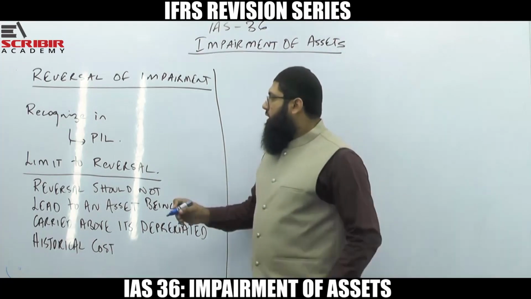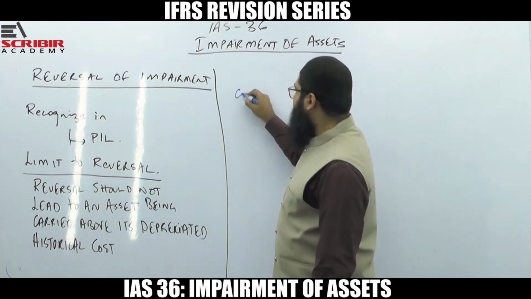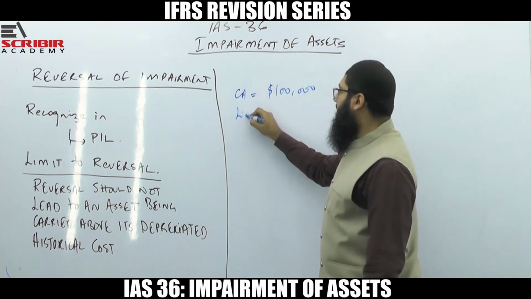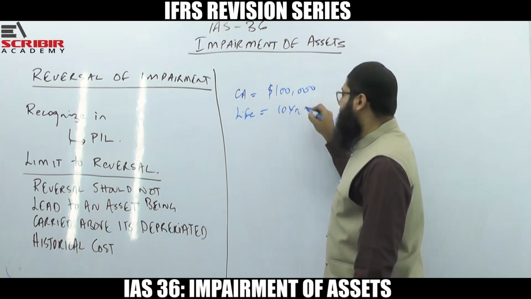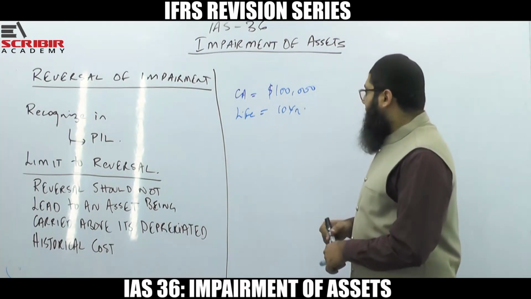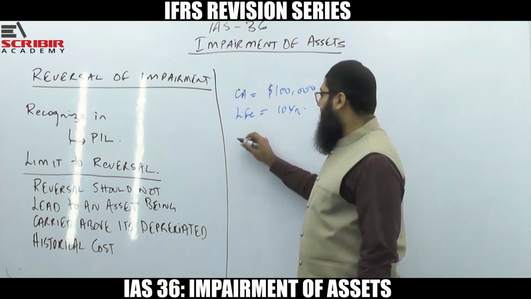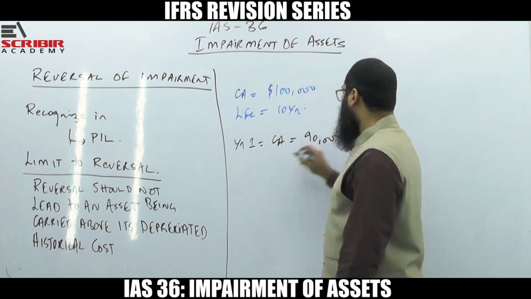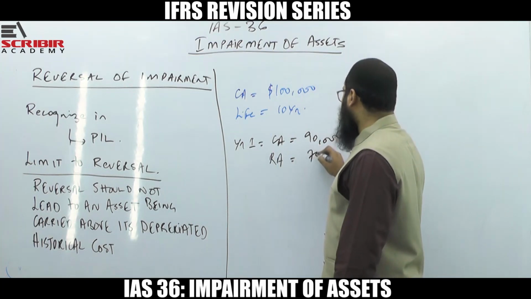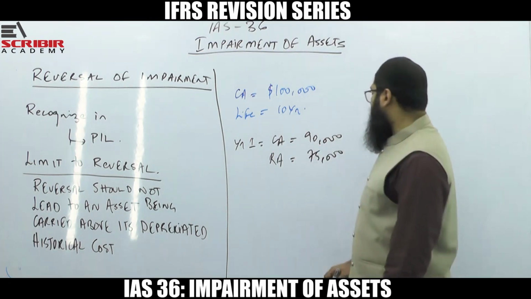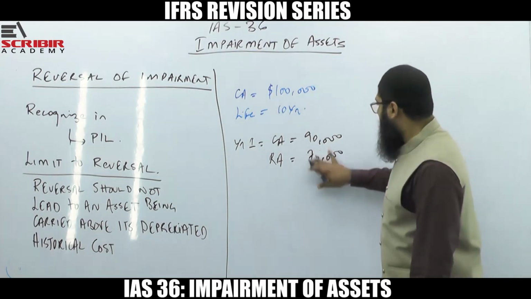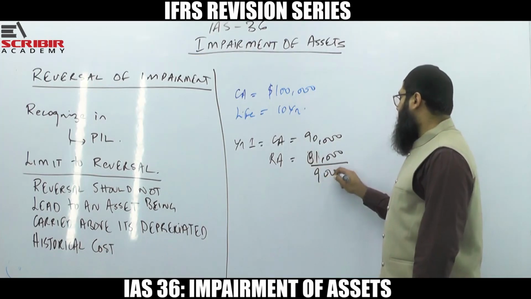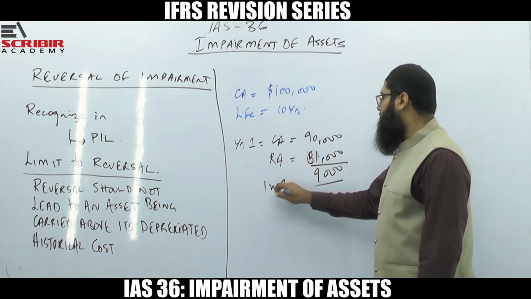Now, for example, if there was an asset which had a carrying amount of, let's say, 100,000 and the life of that asset was, let's say, 10 years. What happened was, at the end of year 1, the carrying amount of the asset is going to be 90,000. Now the recoverable amount of the asset is, let's say, 81,000. So there is going to be an impairment loss of 9,000 that is going to be recognized.